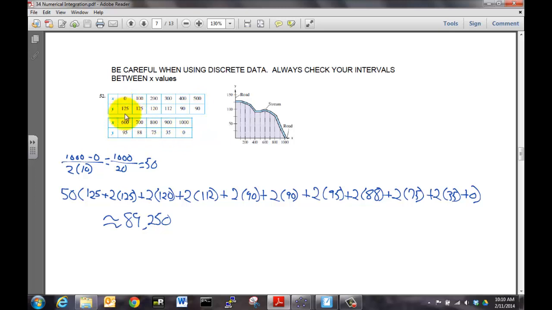We'll use the first one once, the 125. Each of the next ones, all the way up until the last one, we'll use twice. That's how I got the 2 times 125, 2 times 120, 2 times 112, and so forth and so on. And the last one we'll only use once, and that would be the 0 here. And if we go through and approximate that, we get 89,250.